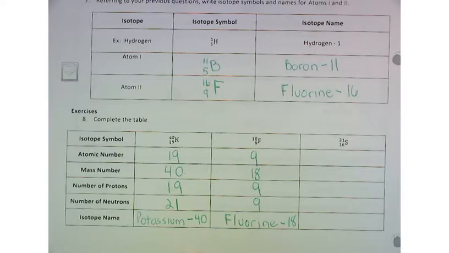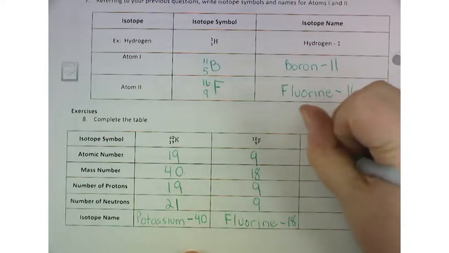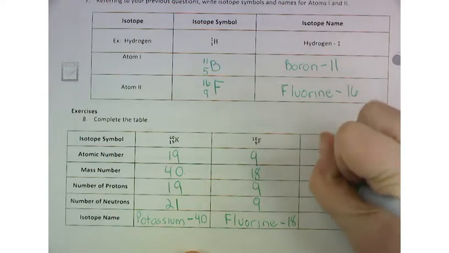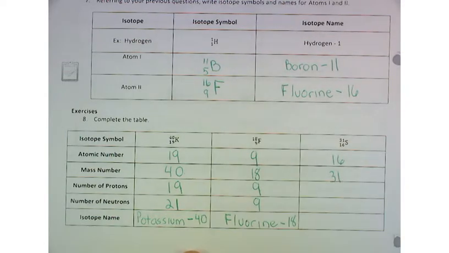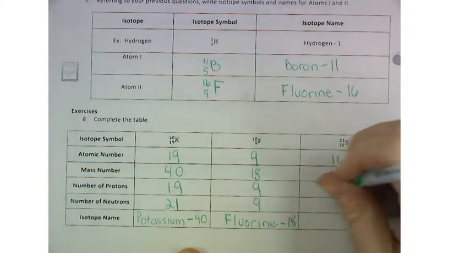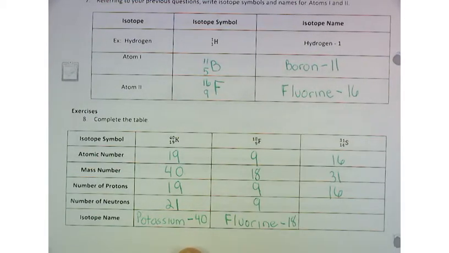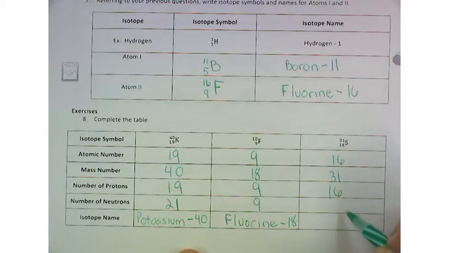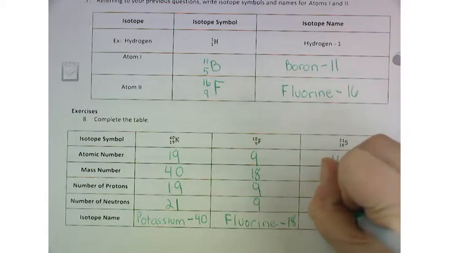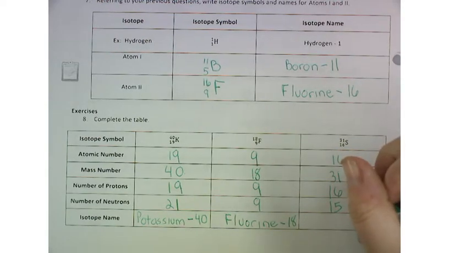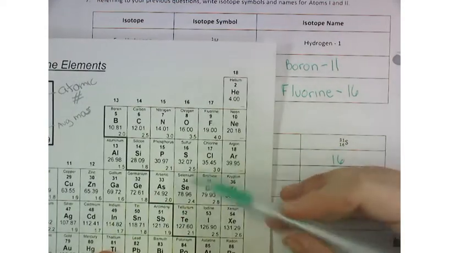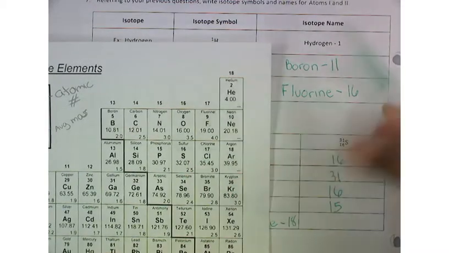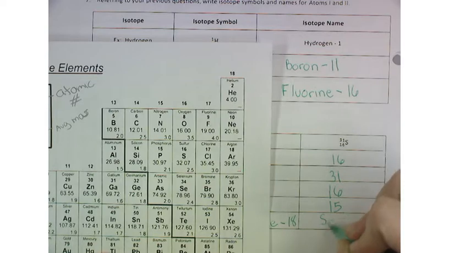So now we will do this last one. Our atomic number is 16. Our mass number is 31. Our number of protons, remember, corresponds with our atomic number, so that's also 16. And we have 31 up here. So 31 minus 16 is going to give us our number of neutrons. That is 15. Now we can go to our periodic table, and we see here that S represents sulfur, and our mass number is 31.